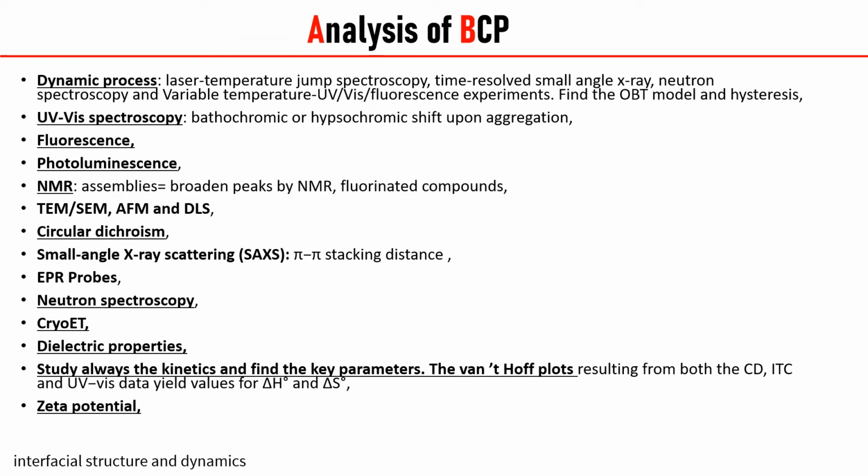Using UV-visible spectroscopy, fluorescence, photoluminescence, NMR, microscopy, TEM, SEM, AFM, DLS, circular dichroism, small-angle X-ray scattering, EPR probes, neutron spectroscopy, to find the dielectric properties with the zeta potential. And as I have said, always study the kinetics and find the key constants and parameters.